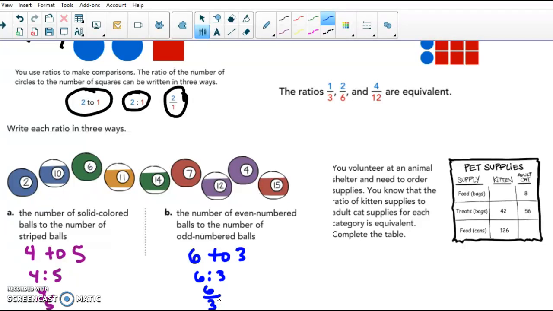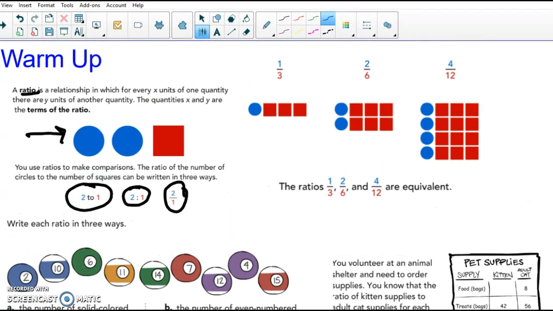So hopefully you found on part A that we have a 4 to 5 ratio, 4 solid balls to 5 striped balls. And on part B, we have 6 even numbered to 3 odd numbered. So when we get to a ratio like this, we can reduce these to lowest terms, which we will do in specific situations. So that is one of the ways that we will look at creating equivalent ratios.